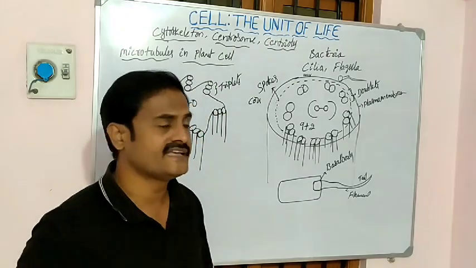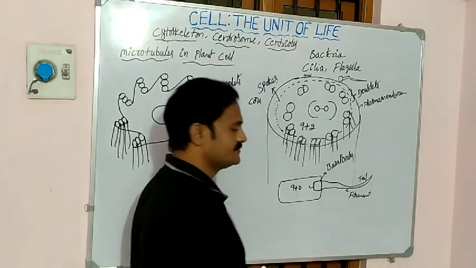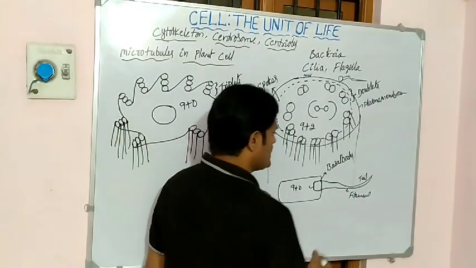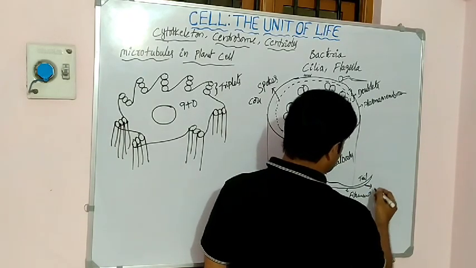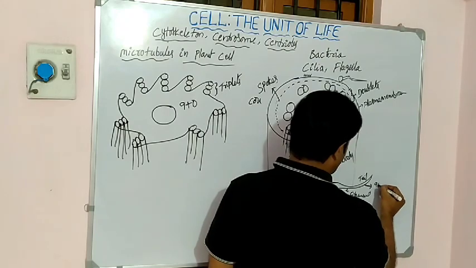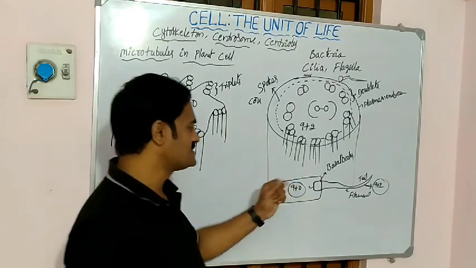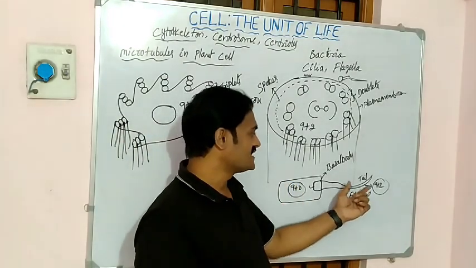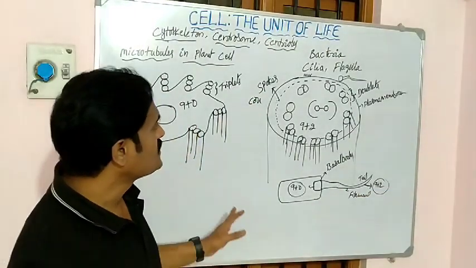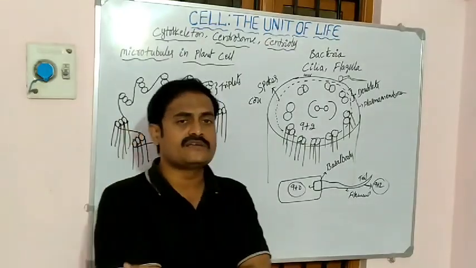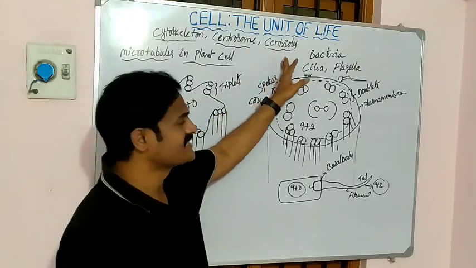So remember, the basal body consists of the 9+0 arrangement, and the tail-like arrangement, this is the flagella, consists of the 9+2 arrangement. Remember that. Basal body has the 9+0 arrangement, and the tail portion consists of the 9+2 arrangement. So this is the important information about the cytoskeleton, centrosome and centrioles.